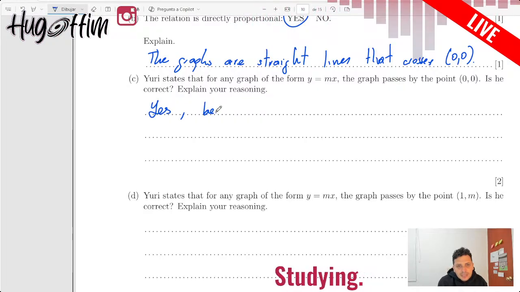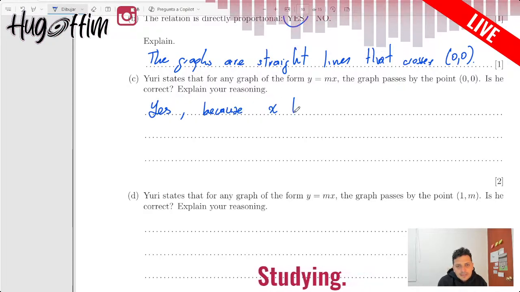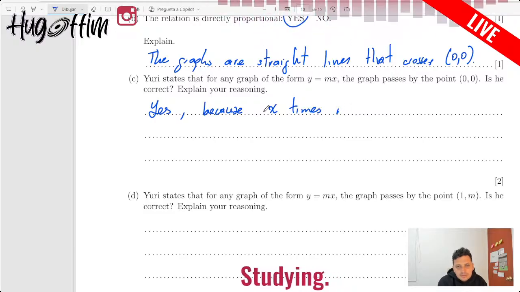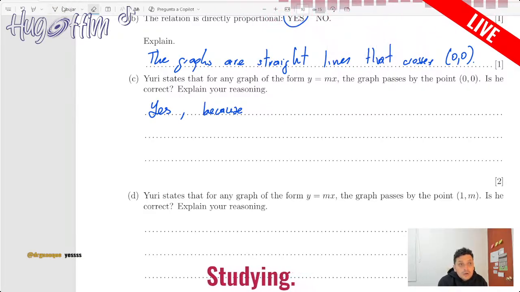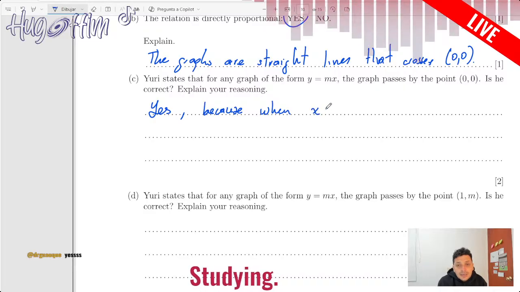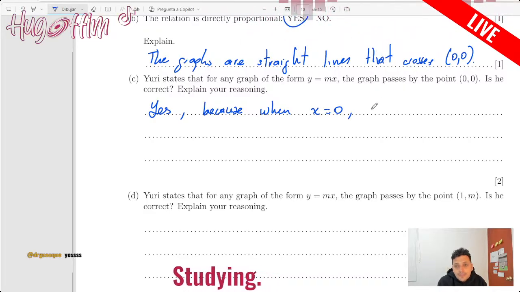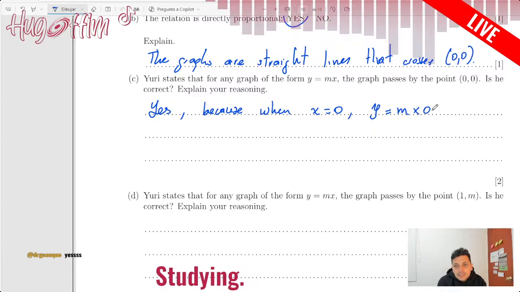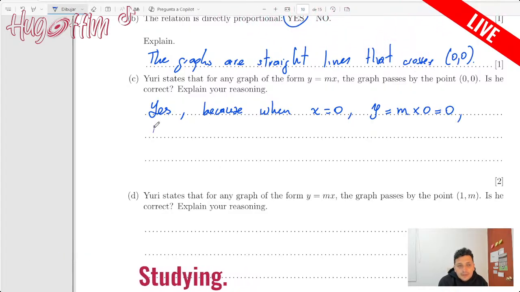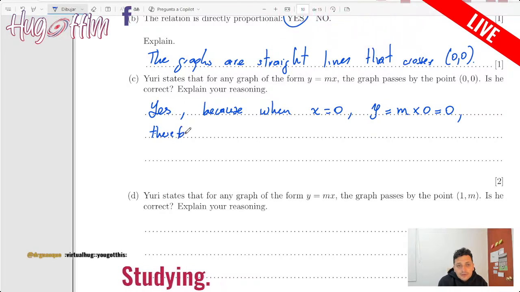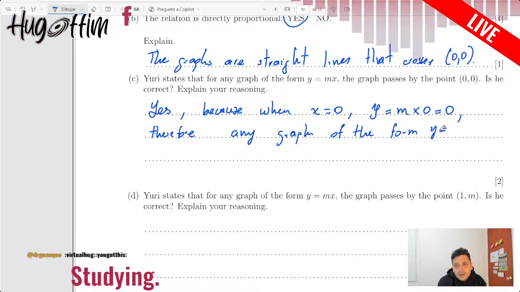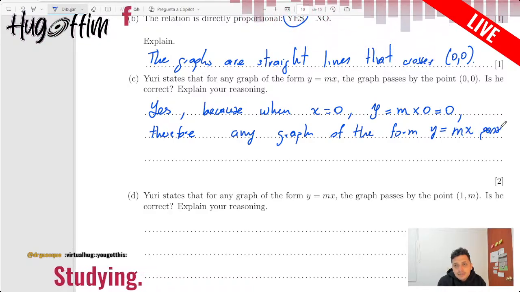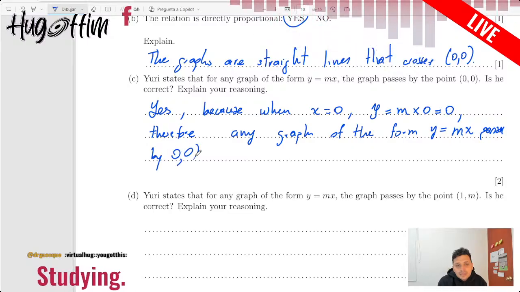Yes, because when x equals 0, y equals m times 0, that is 0. Therefore, any graph of the form y equals mx passes by 0, 0.